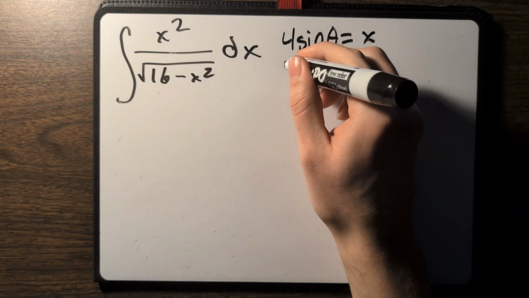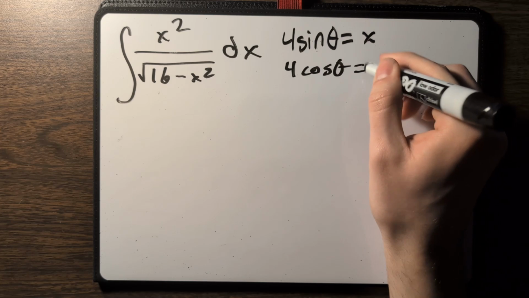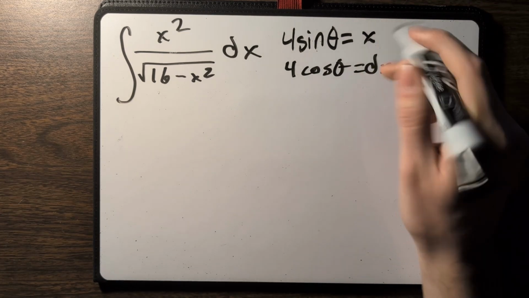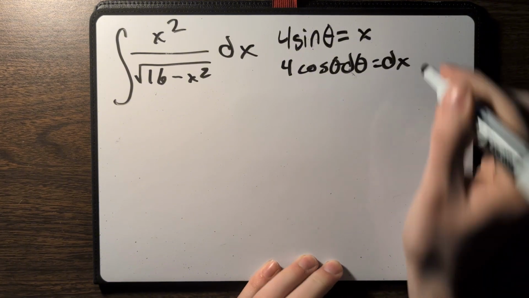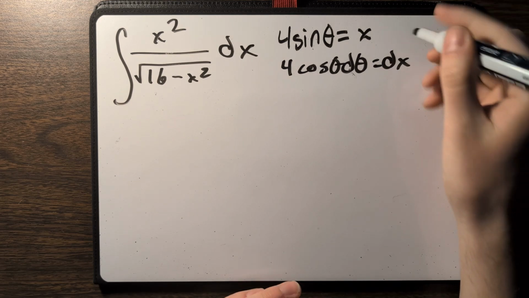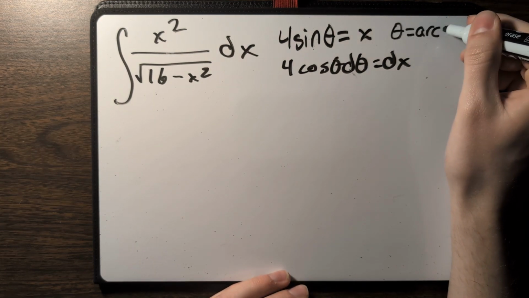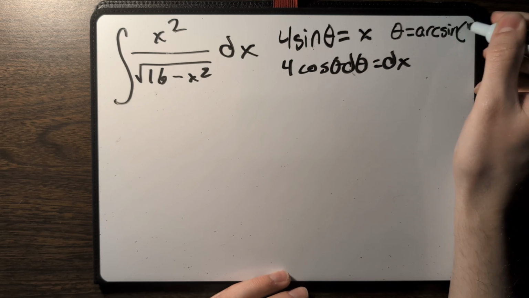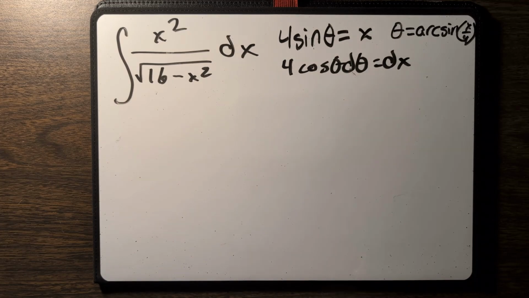Now if we solve for a few things, if we take the derivative, we're going to get 4 cosine theta d theta equals dx. And also, if we solve for theta, we're going to get theta equals arc sine of x over 4. These will be useful for later, so just hang on to those.